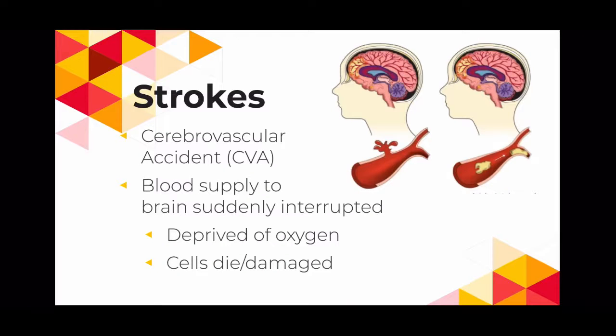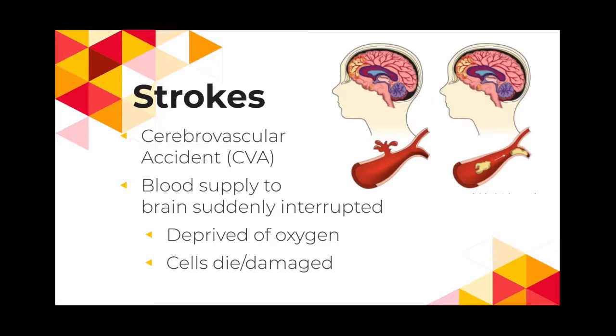So let's start with strokes. The medical term for strokes is a cerebrovascular accident, or CVA, and this is one of the abbreviations you will need to know for Chapter 9, so it should be on your abbreviation list. A stroke or a cerebrovascular accident is going to occur when the blood supply to a part of the brain is suddenly interrupted. And there are two ways that this can happen.